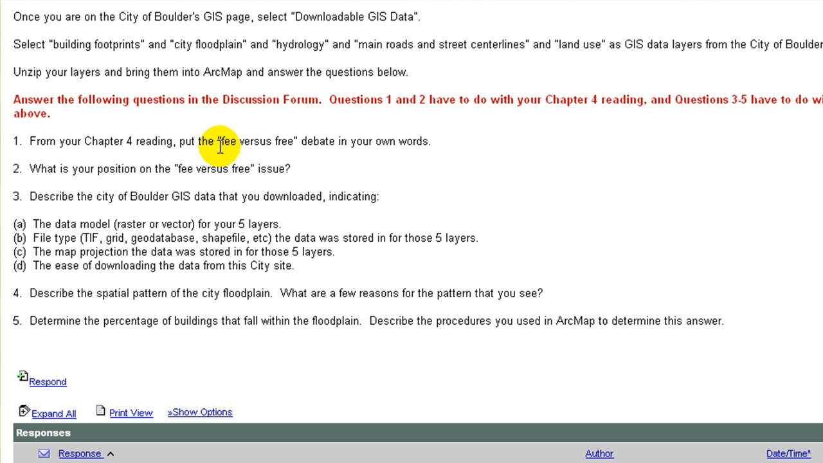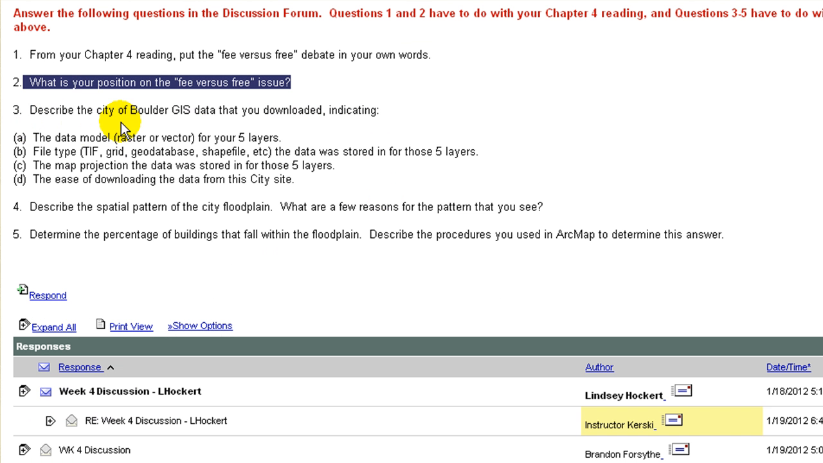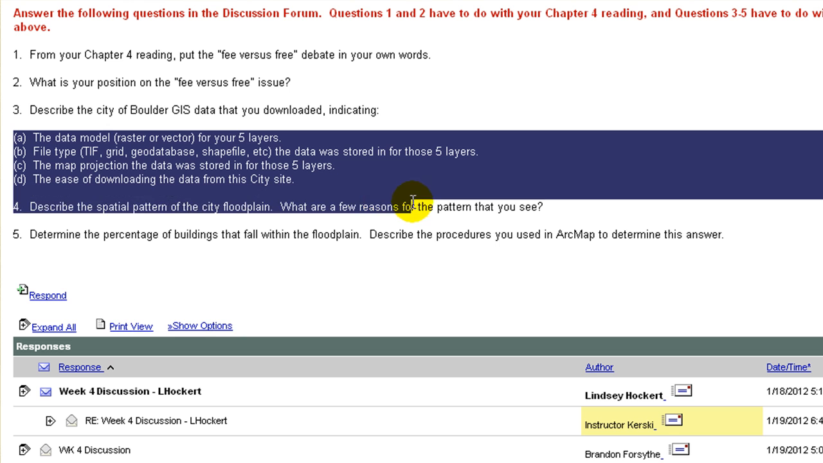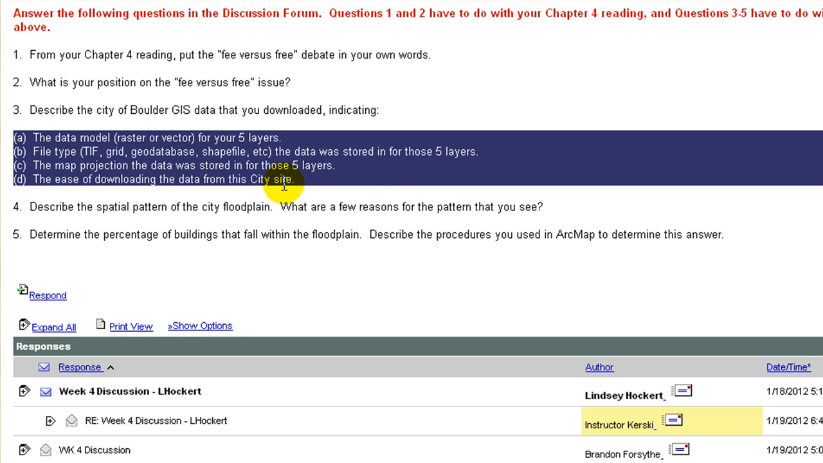From your Chapter 4 reading, put the fee versus free debate in your own words. What is your position on the fee versus free issue? Describe the City of Boulder GIS data that you downloaded, indicating the data model, raster or vector for your 5 layers, the file type the data was stored in, the map projection, the ease of downloading.